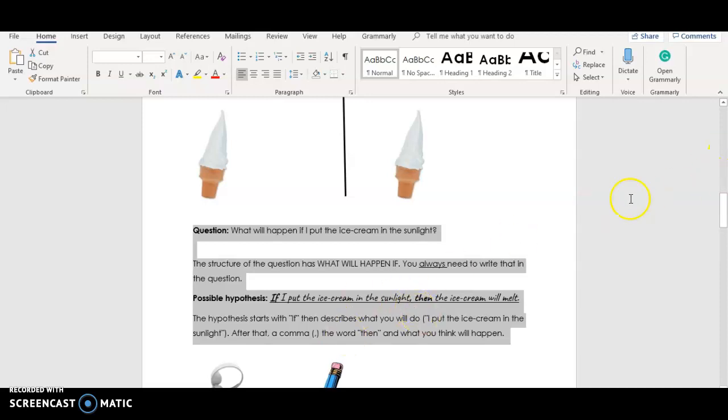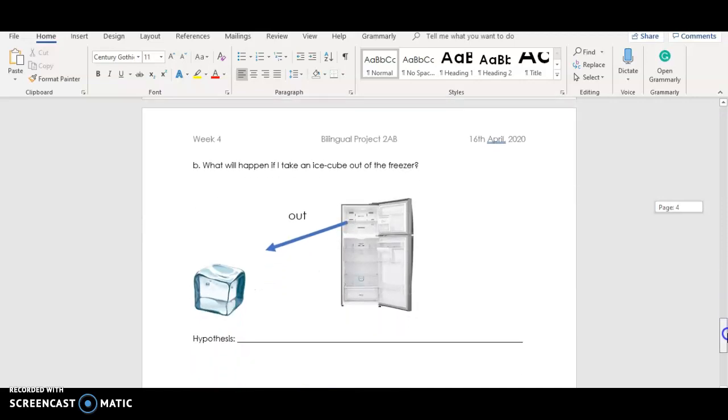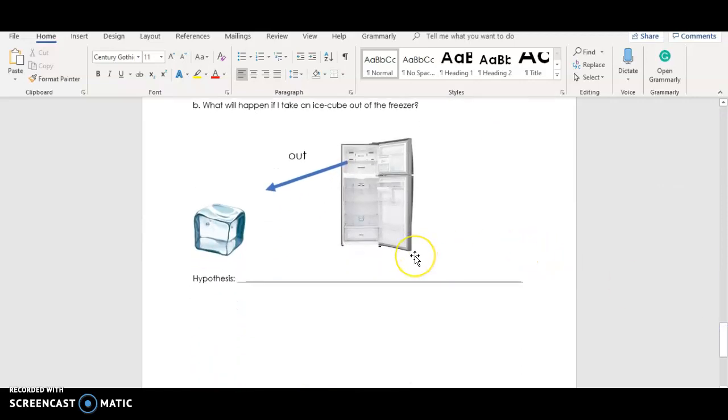Okay, princess, I hope you understood the exercise. This is to practice how to write hypotheses and how to write correct scientific inquiry questions.